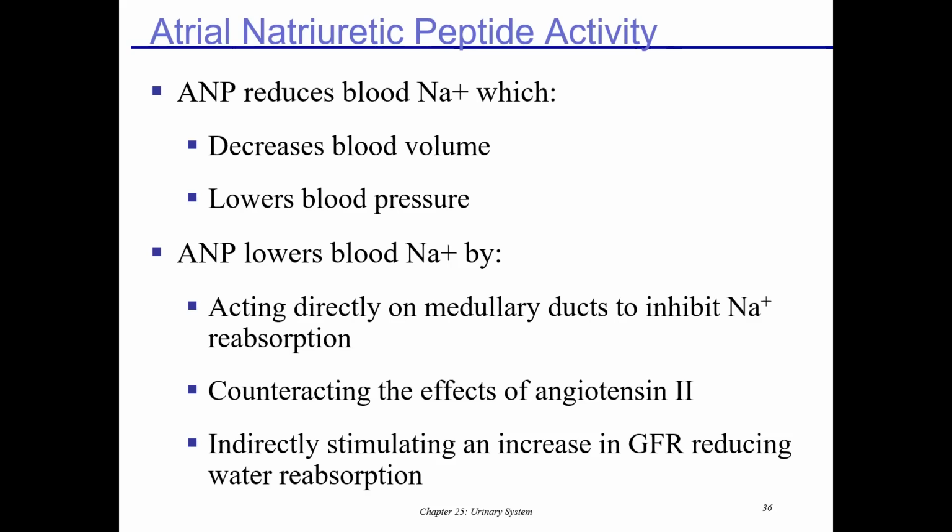Now, these are all short-term fixes. These are not long-term fixes. A person with hypertension or hypotension has already blown past all these short and long-term fixes. But atrial natriuretic peptide, ANP, will cause our blood pressure to drop by eliminating sodium. Sodium seems to be pretty important here. So if we get rid of sodium, we get rid of water because water will follow the sodium. That lowers our blood volume, which lowers our blood pressure. Water always follows salt.